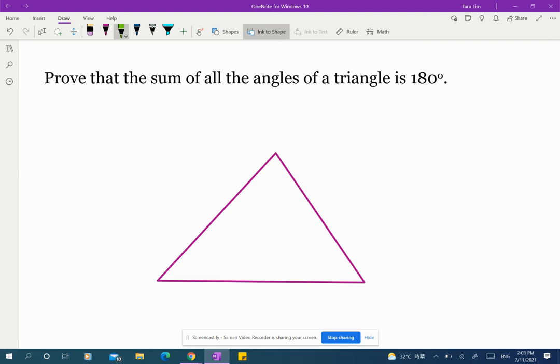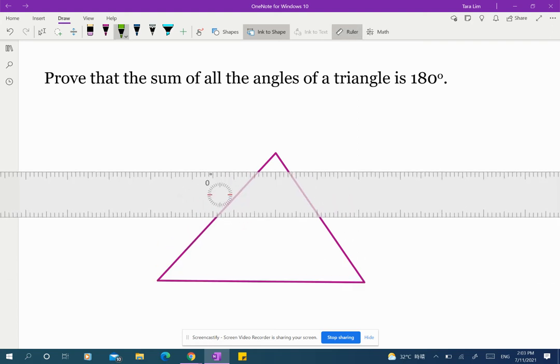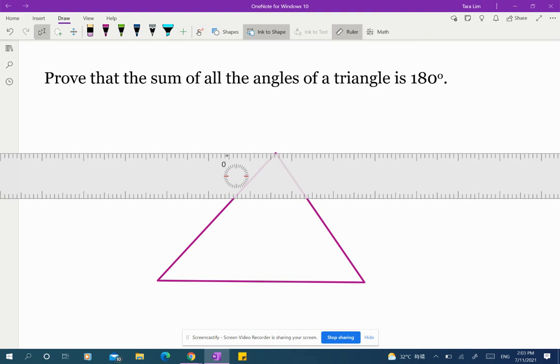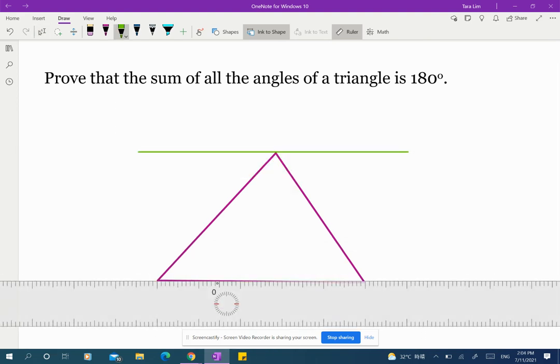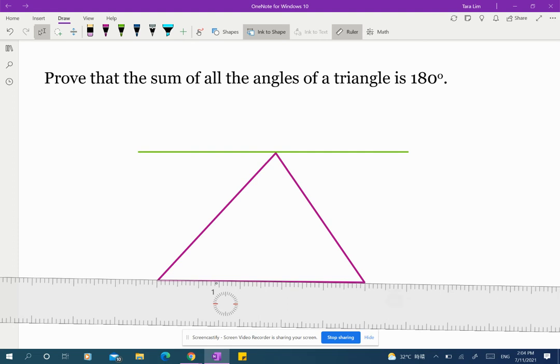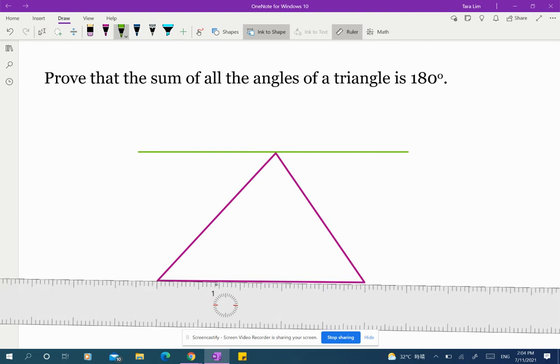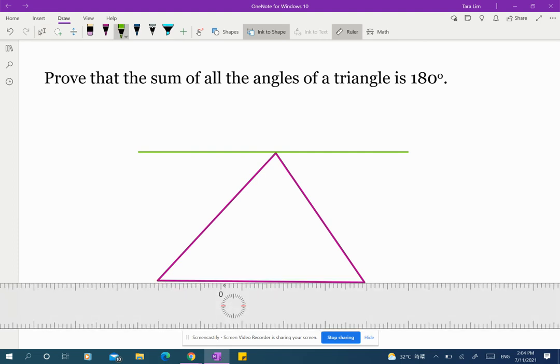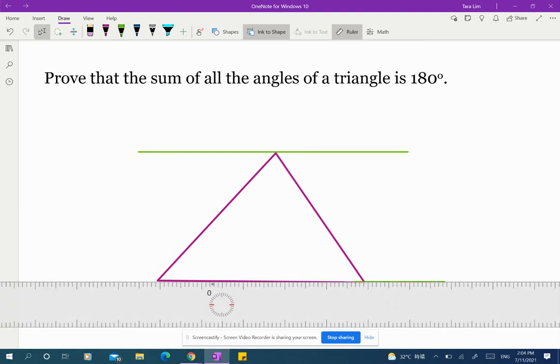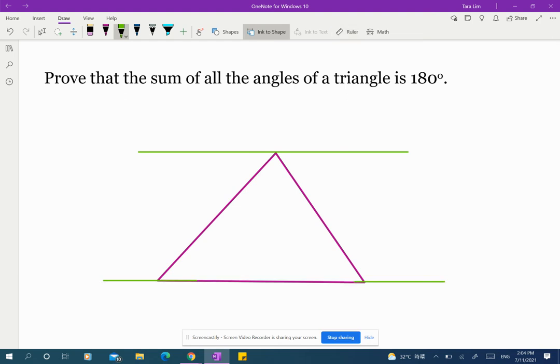So here, let me just draw a line on top here. Let me just use another color and draw a line there. And another line, another line here. Let's say this is a straight line and like that. So let's say that we drew a line here.